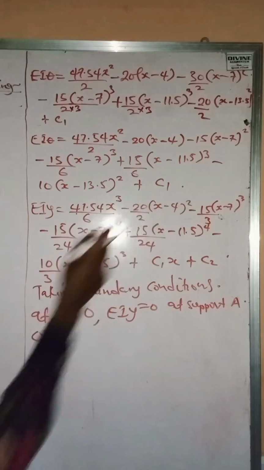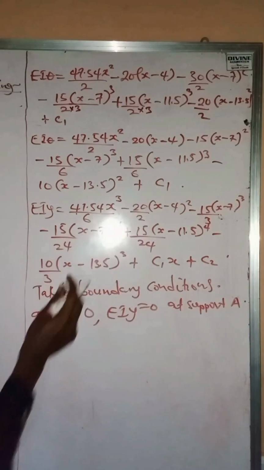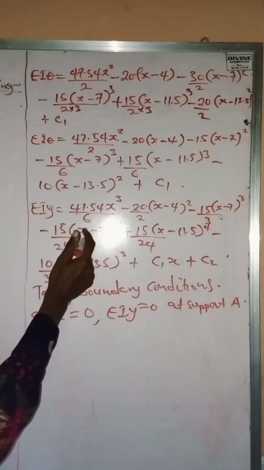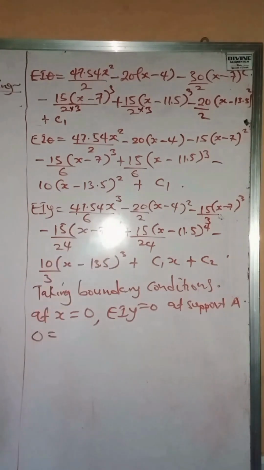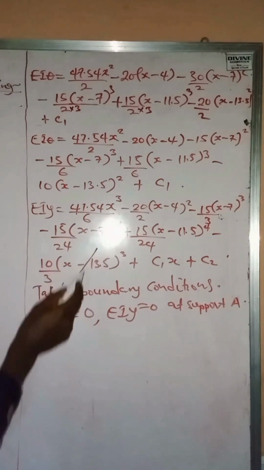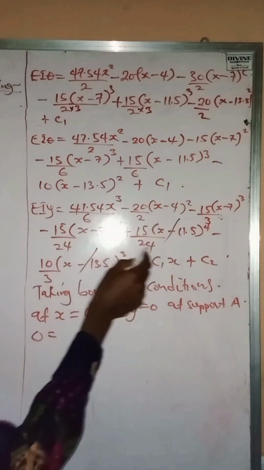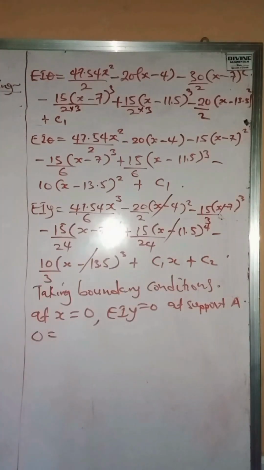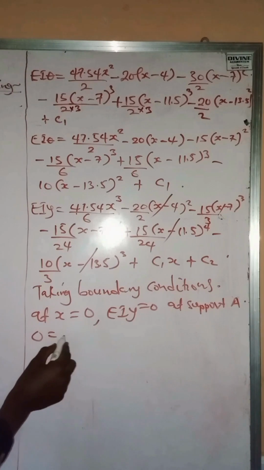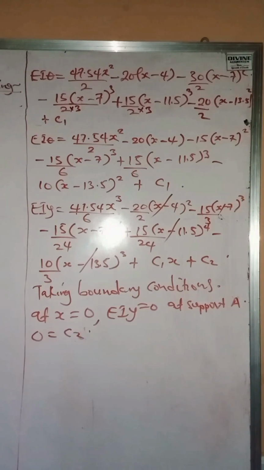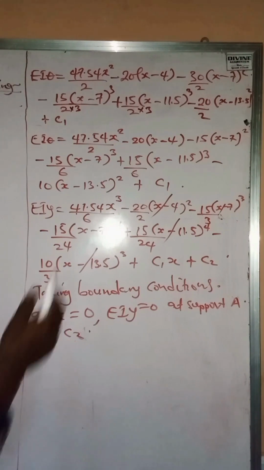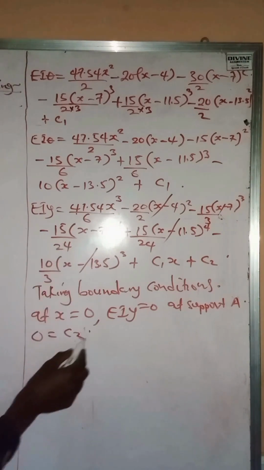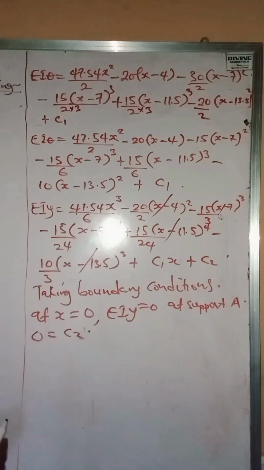So when x is 0, our EY is 0, so substituting 0 all around, we are still going to have 0. So we cancel C, because we're going to have a negative value. Once you have a negative value, you assume it to be 0 in Macaulay's method. Therefore, C2 is equal to 0. All right, so we've gotten the first constant, C2.